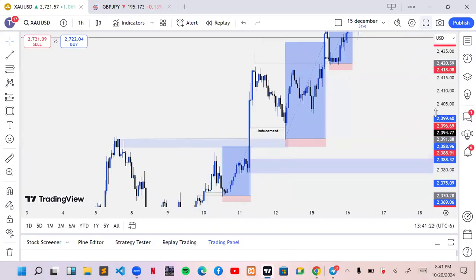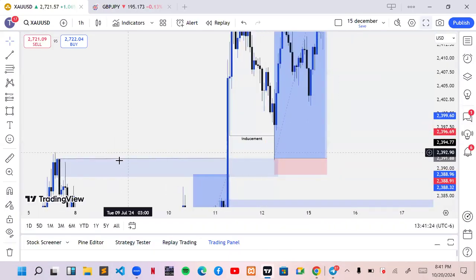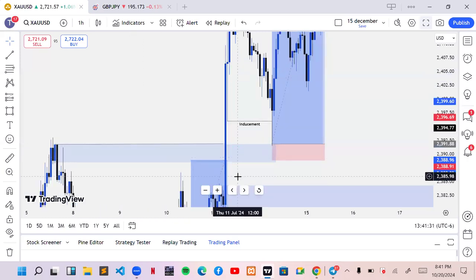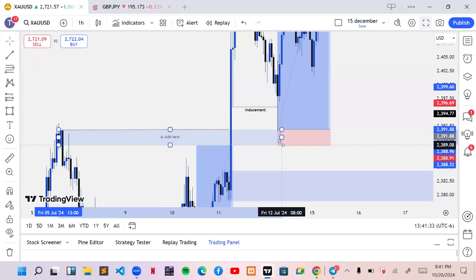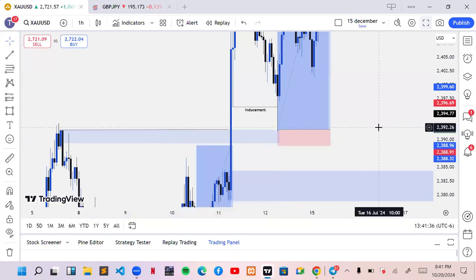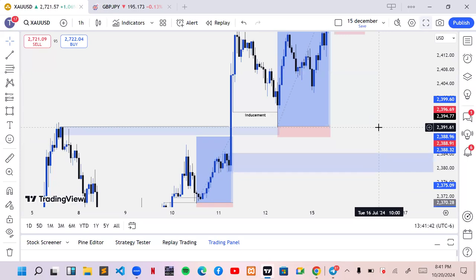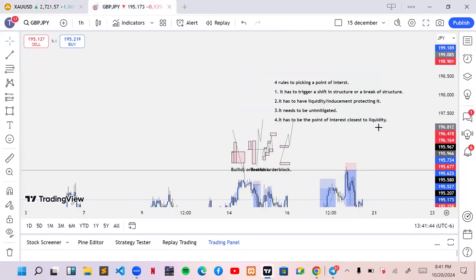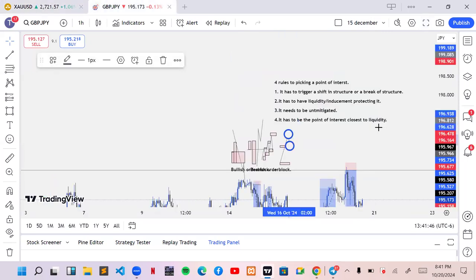And if you pay attention, once price tapped into that breaker block, it started reversing immediately. There was no drawdown on the trade or any kind of loss, because you have to pay attention to know which point of interest you're going to make use of. People are flipping accounts and all these things, but you have to pay attention to know which point of interest you're going to use by paying attention to all these rules. Get these rules down, take a screenshot or write it down.